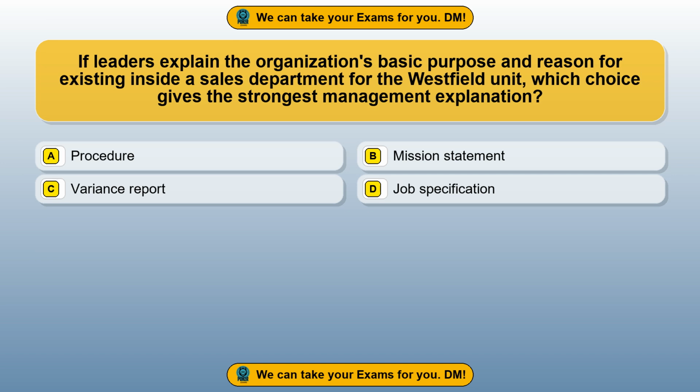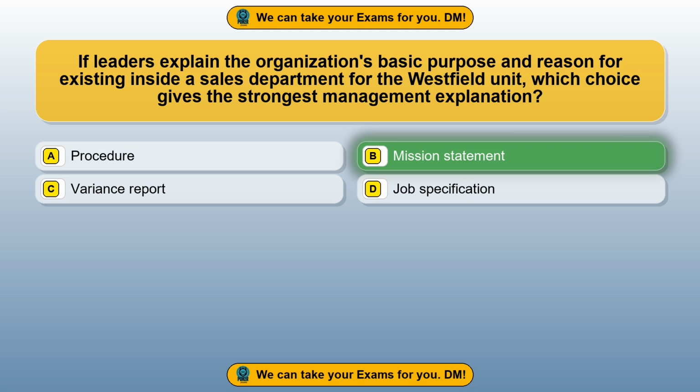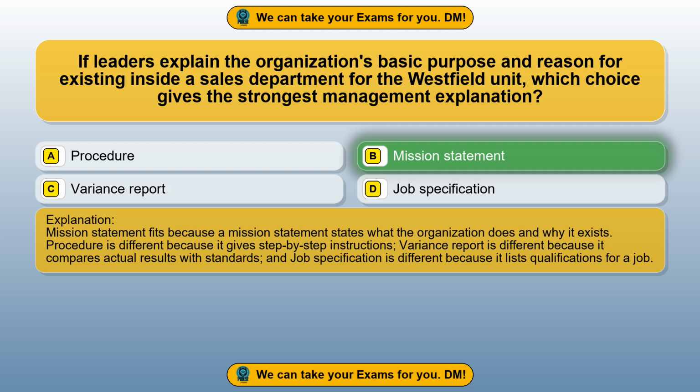Question 42. If leaders explain the organization's basic purpose and reason for existing inside a sales department for the Westfield unit, which choice gives the strongest management explanation? Option A, procedure. Option B, mission statement. Option C, variance report. Option D, job specification. The correct answer is option B, mission statement. Mission statement fits because a mission statement states what the organization does and why it exists. Procedure is different because it gives step-by-step instructions. Variance report is different because it compares actual results with standards, and job specification is different because it lists qualifications for a job.